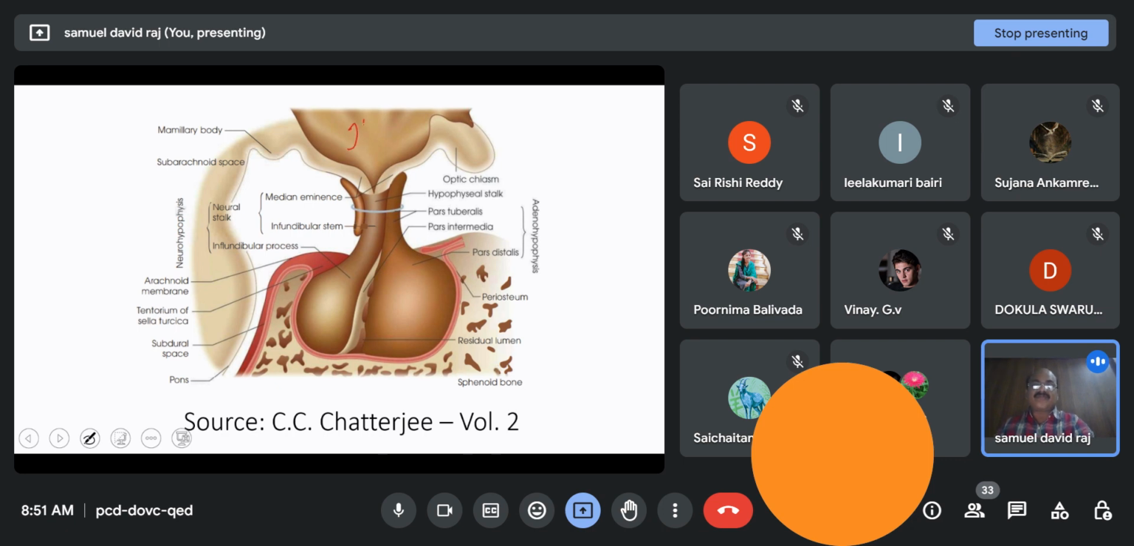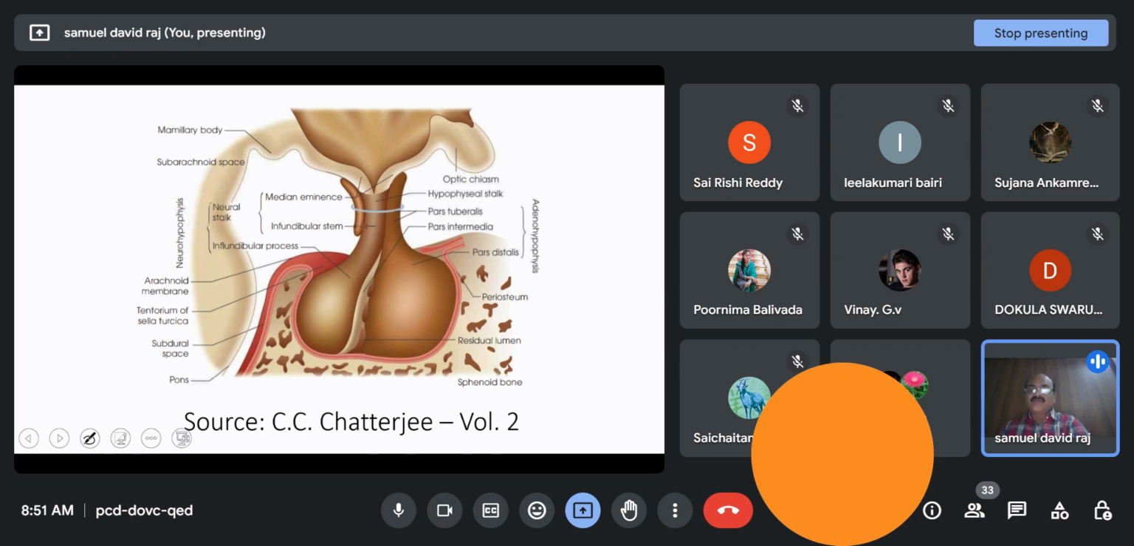So coming to the exact structure of the pituitary gland. This is the hypothalamus. On either side we come across two parts of the brain, the mammillary body and the optic chiasma. From the hypothalamus starts the infundibulum. So this portion is the infundibulum or stalk, and this entire portion forms the pituitary body. Let's see what the different parts are.